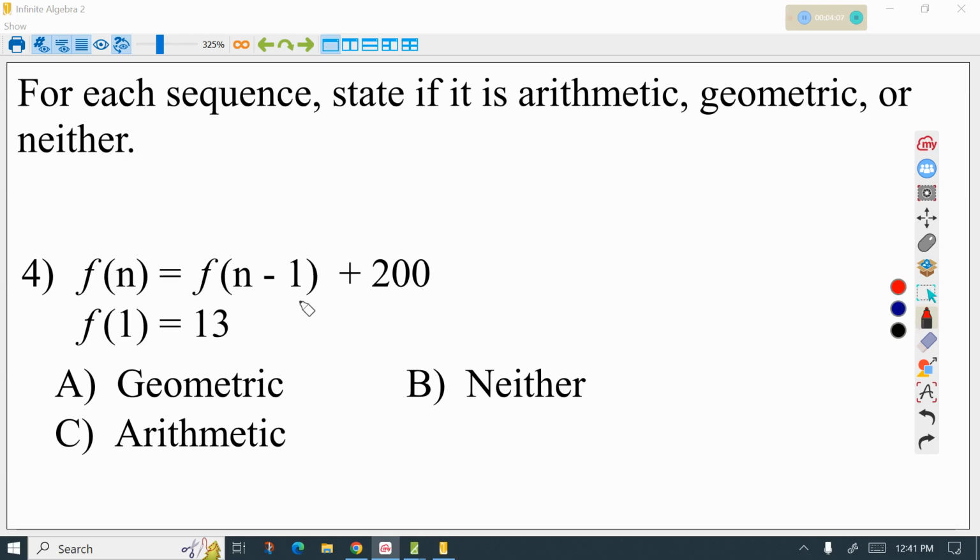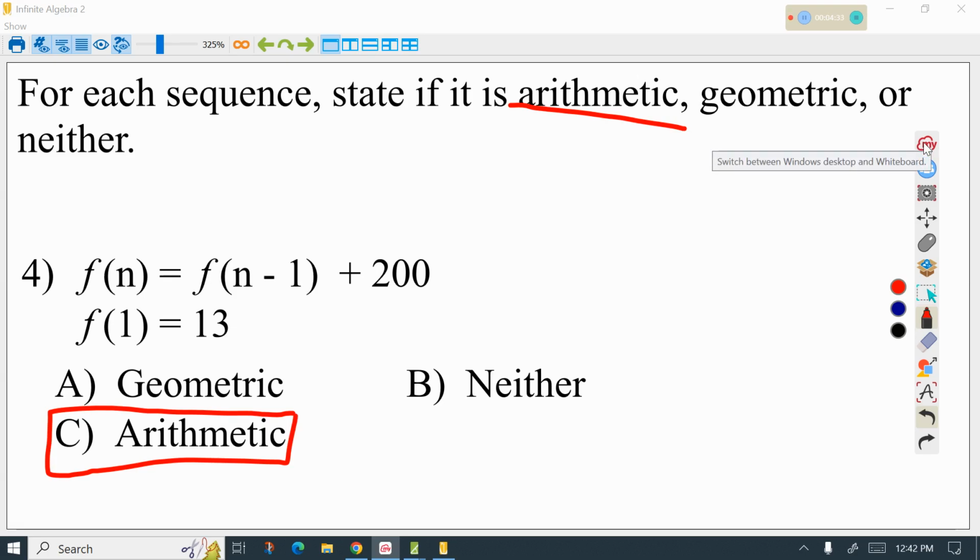So now think about it. What is this doing to every term? It's telling me to get the next term, take the one that came before, and add 200. What does that mean when we add the same thing every time? That means it's arithmetic. So notice this recursive formula is what I'm testing you on here: do you know how to read that? And can you recognize that this thing right here means add 200 to whatever came before to get the next one, all right? So that's all that means.